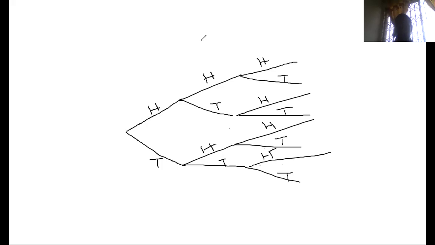So if it's about three coins, then what will be the set of possible outcomes? You can see that we have three heads. So here, when we go from H, we have three heads. So there will be 8 possible outcomes. So HHH. Then HHT.